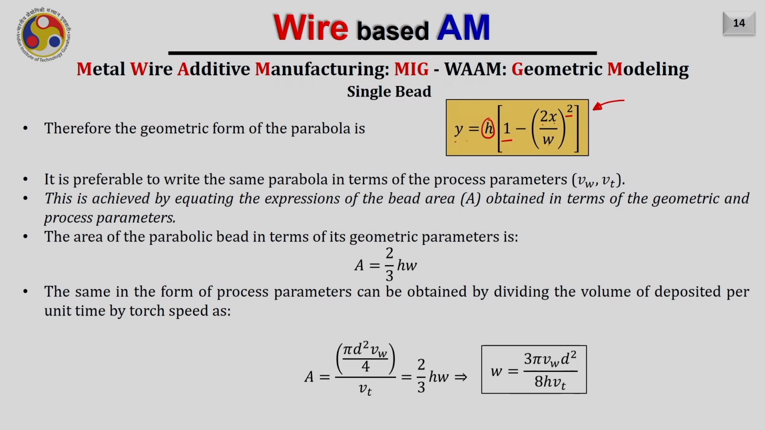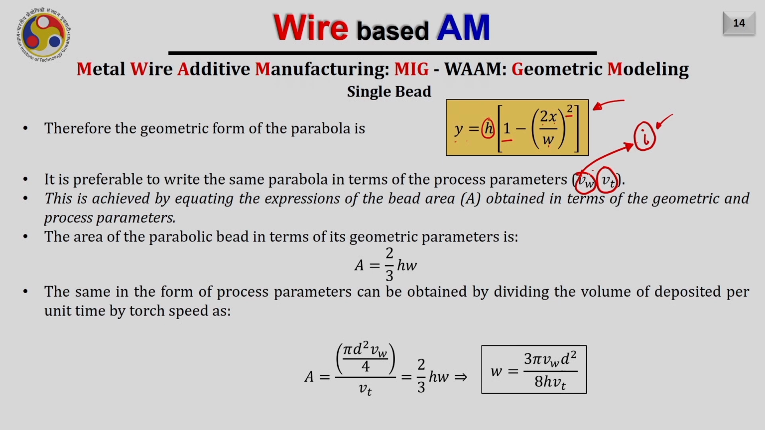Now it is preferable to write the same parabola in terms of the process parameters also. Right now what you are seeing here is h and w. So it is preferable to write the same parabola in terms of the process parameters, and the process parameters are the wire speed and the torch speed. We know that the wire speed will be directly dependent on the current, and that curve we usually have, and we can easily find out the wire feed or the wire speed based on the given current for the machine.